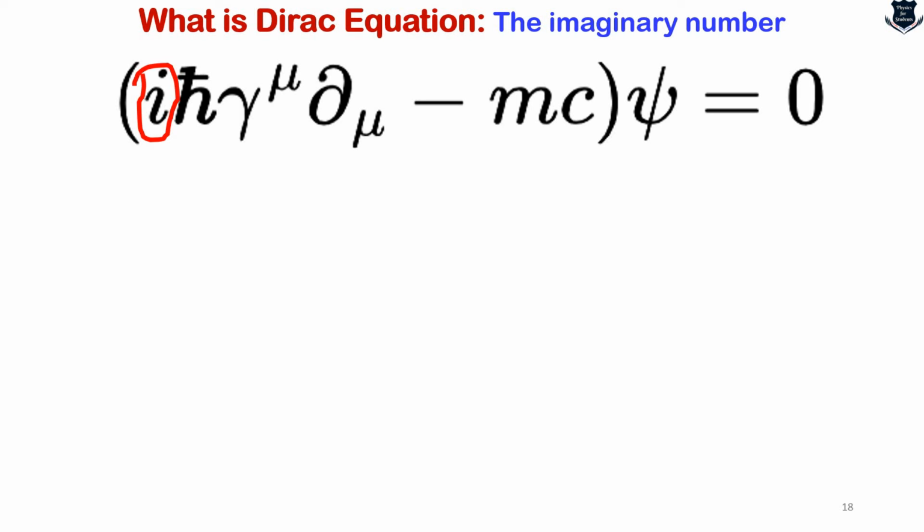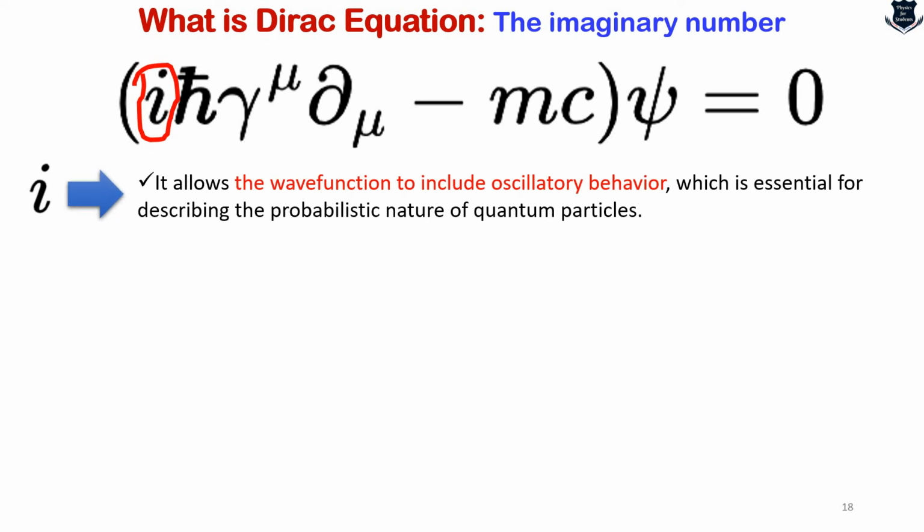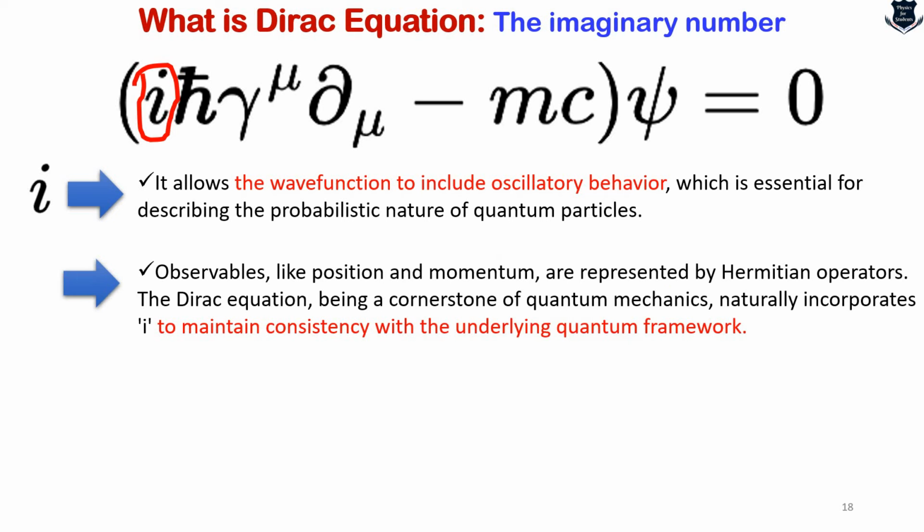So the first unit that comes is the I, the imaginary number. Now, it is quite obvious that quantum mechanics, the Hilbert space, everything deals with imaginary numbers. So it would allow the wave function to include oscillatory behavior, and it accounts for what is called the probabilistic behavior. Now, not only can we take the probabilistic nature of quantum particles, but remember that it has to work hand in glove with special relativity.